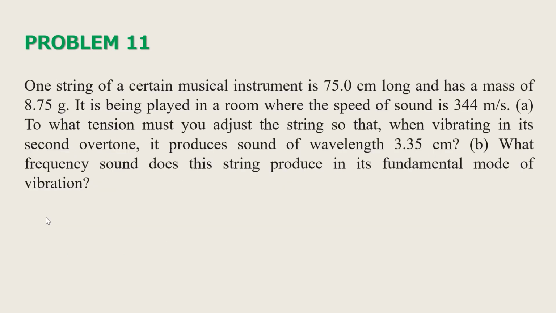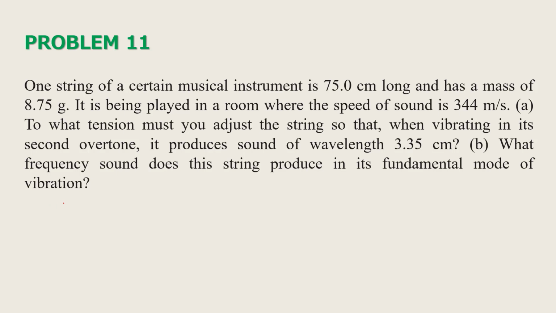So for our last problem, one string of a certain musical instrument is 75 centimeters long and has a mass of 8.75 grams. It is being played in a room where the speed of sound is 344 meters per second. To what tension must you adjust the string so that when vibrating in its second overtone, it produces sound of wavelength 3.35 centimeters? And what frequency of sound does this string produce in its fundamental mode of vibration?